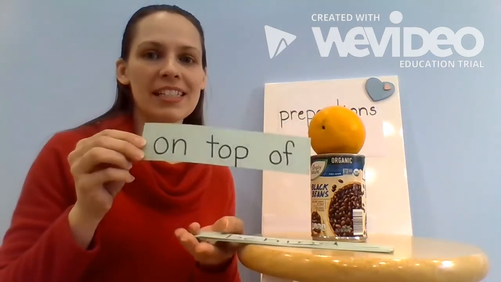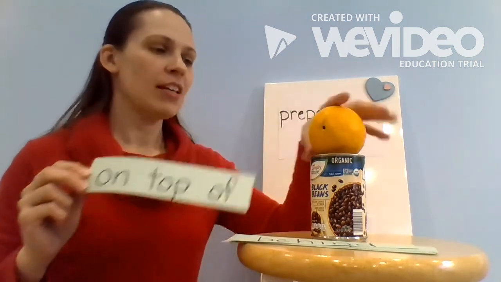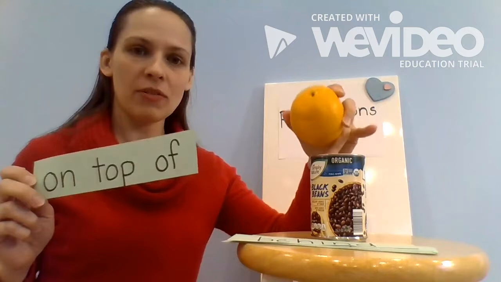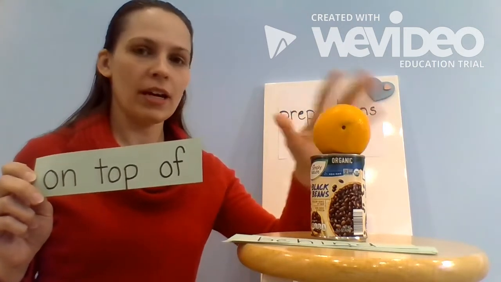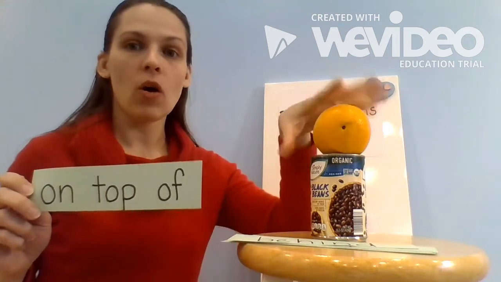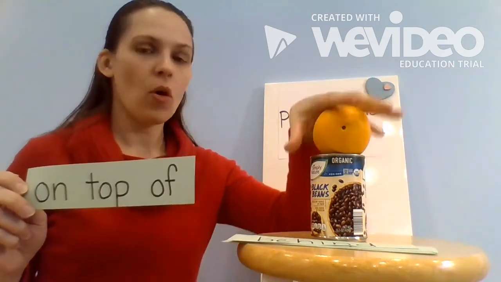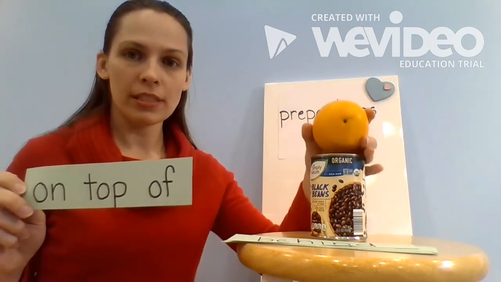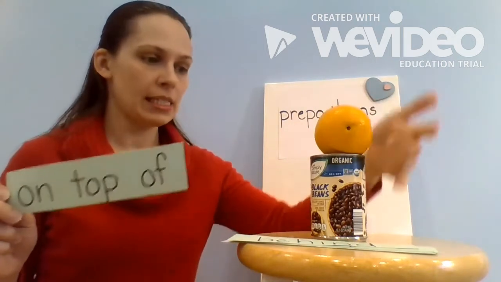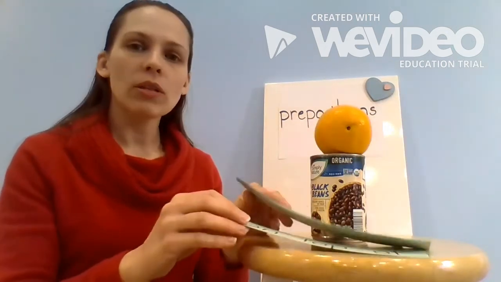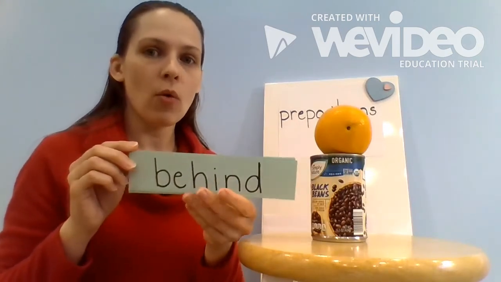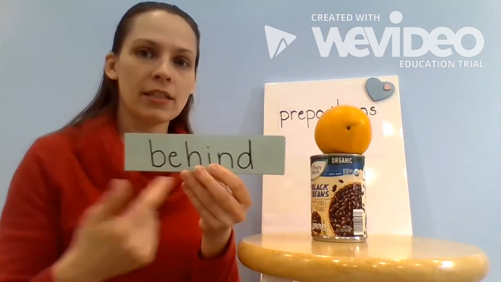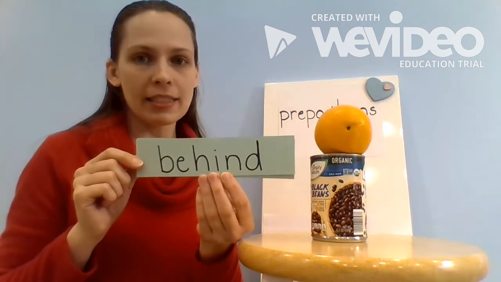The orange is on top of the can of beans. So here's the orange, here's the can of beans. The orange is on top of. Okay? Also, you could say on. It's on the can of beans. So on top of or on. In this case, it's the same thing. Right? So let's take a look at some of these other ones and see if we can move the orange to fit this preposition. Behind.